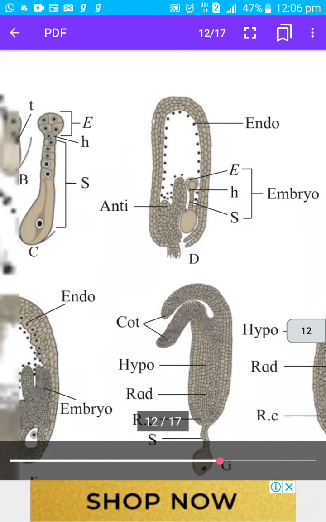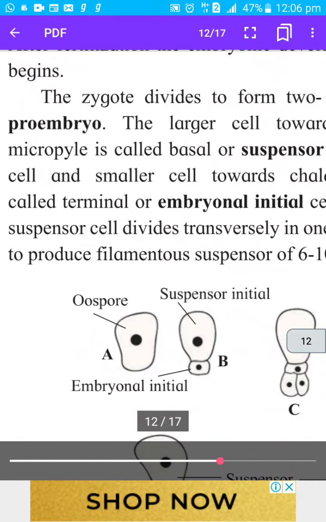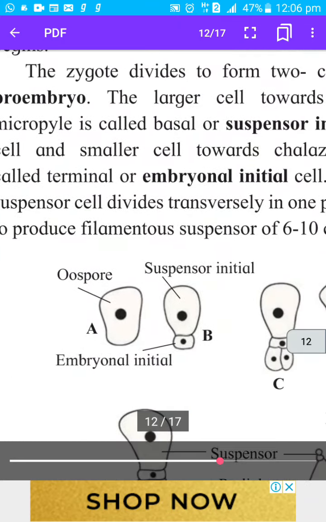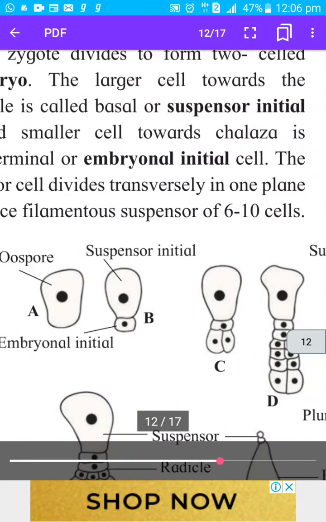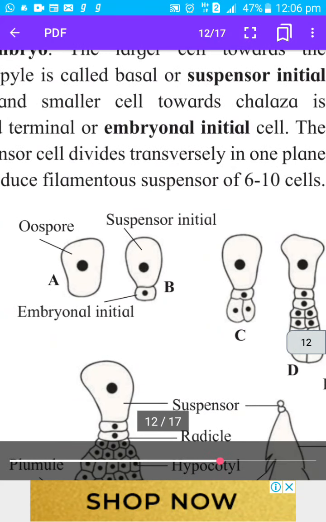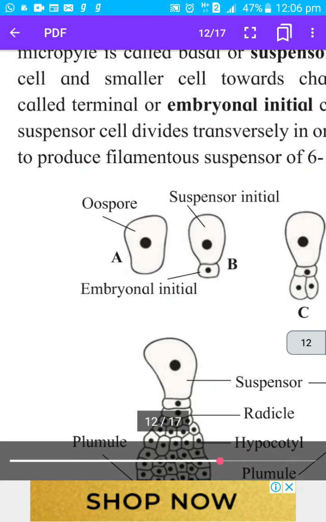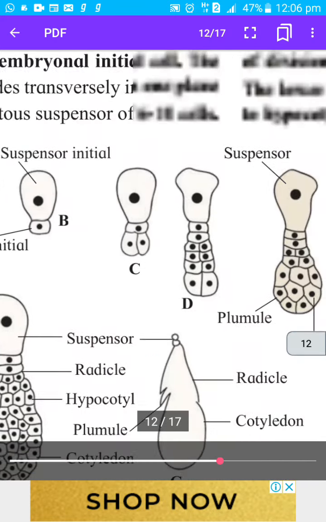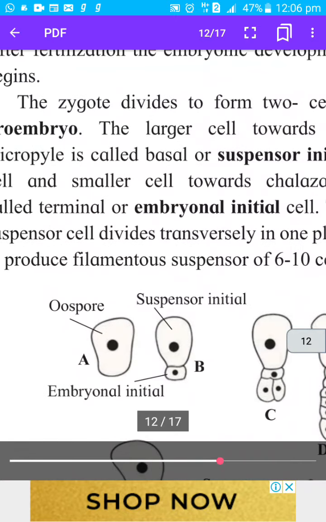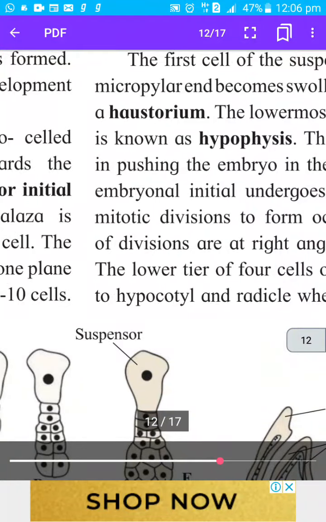Okay, so here there are steps in the development of embryo. The zygote divides to form a two-celled embryo, which is called as proembryo. The larger cell toward the micropyle is called as basal or suspensor initial, and the embryonal initial is toward the chalazal end. So the first step is called the proembryo stage, which is two-celled.